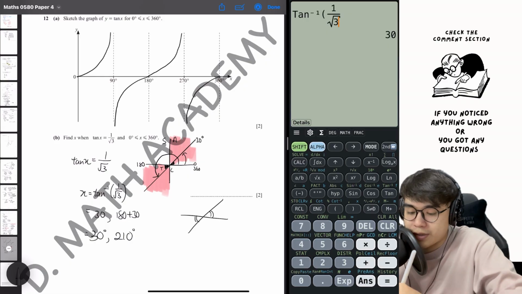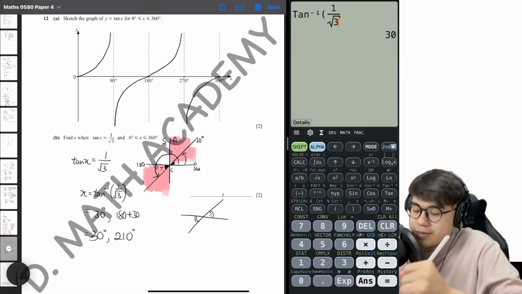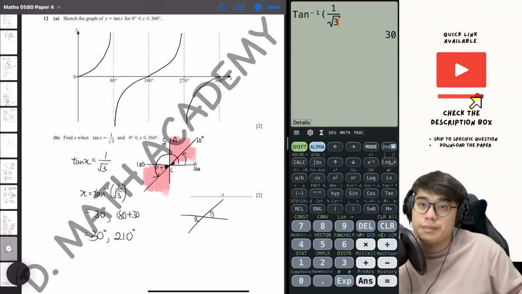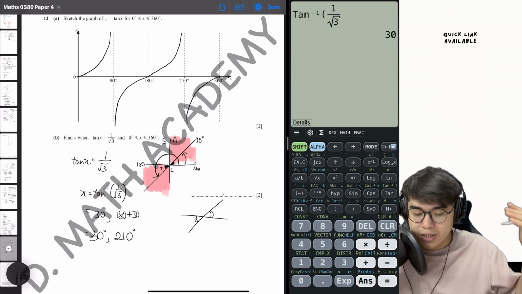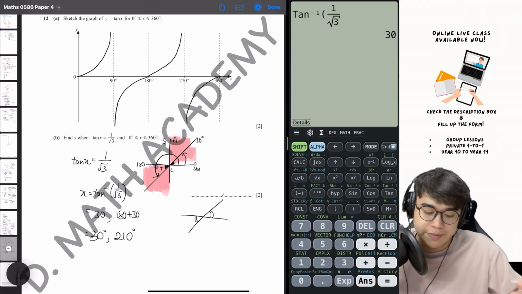Okay, there's a trap here. They should have put a comma or something, but they didn't. So please take note. This is the 2 possible answers here.